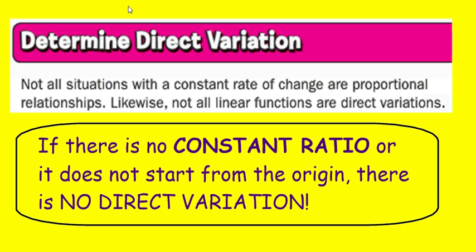Determine direct variation. Not all situations with a constant rate of change are proportional relationships. Likewise, not all linear functions are direct variations. So if there's no constant ratio or it doesn't start from the origin, there is no direct variation. Okay, that's very important. You have to check the ratios and you have to check, does it go through the origin? If not, there's no direct variation.